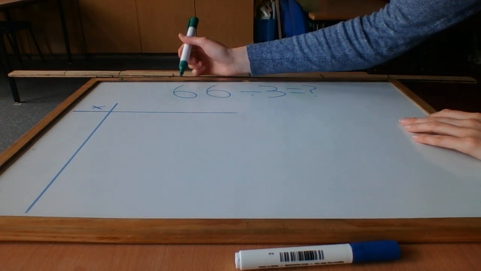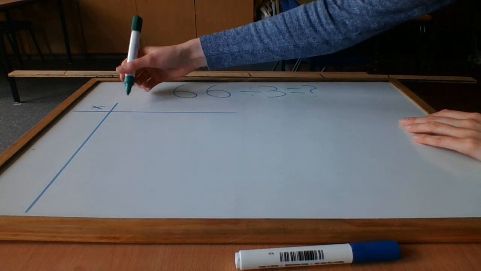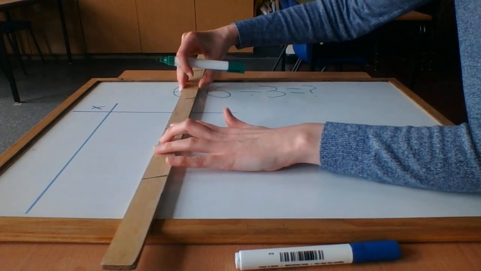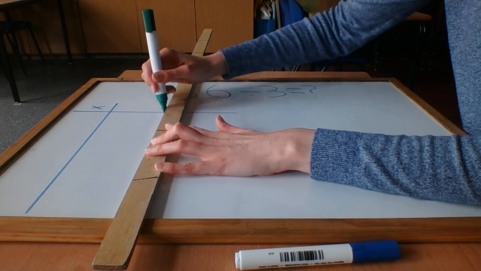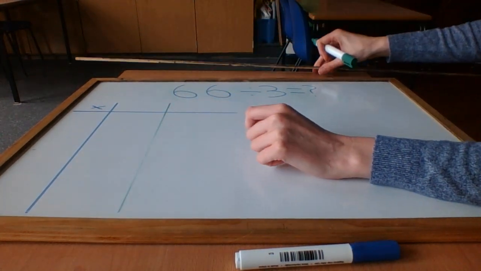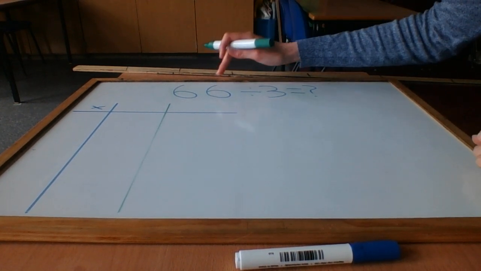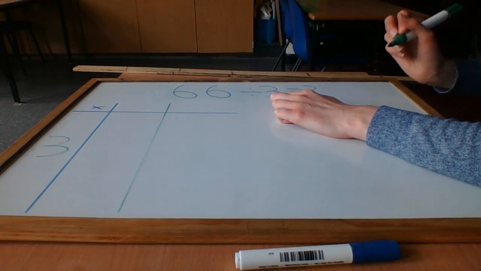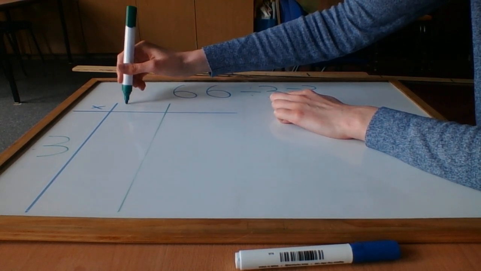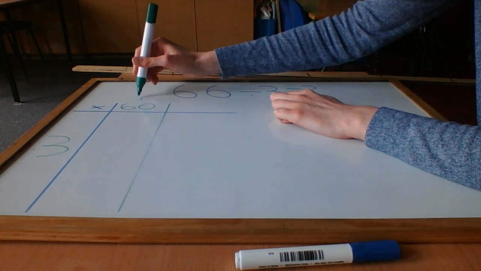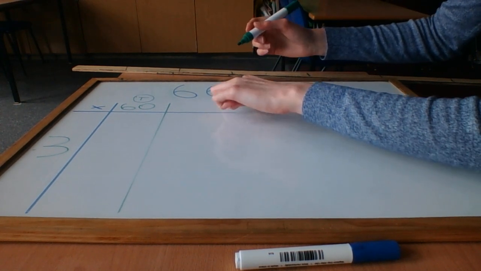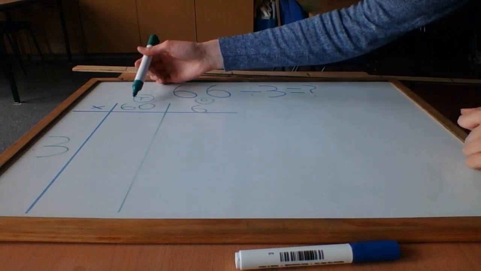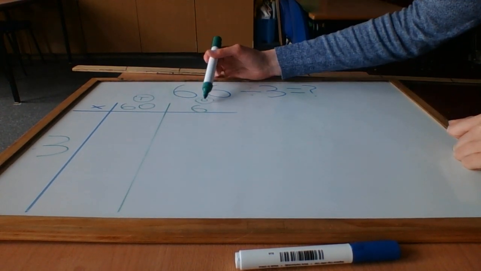If you have a 3-digit number, you would have 3 columns for hundreds, tens and ones. We've only got tens and ones, so we only need tens and ones columns. So I'm just going to do a line down the middle. And then I need to put these numbers in. The 3 I want over here. And then this one is the 60, my tens column. And here is my 6, my ones column. So in 66, 6 tens, 60, and 6 ones, 6.